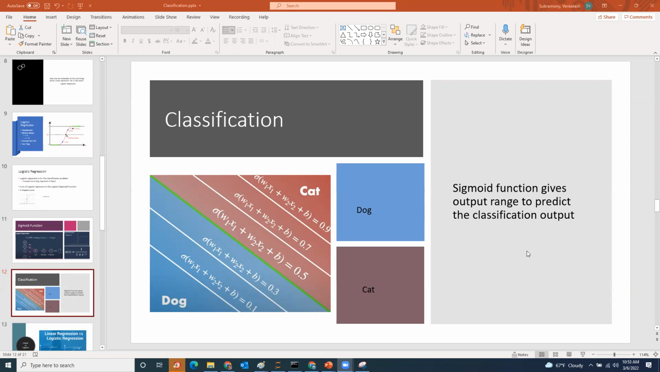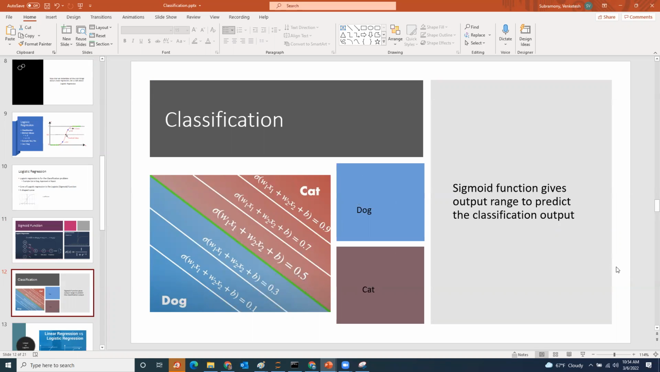Sorry, somebody called me. So in this case, we find the value, which is the sigmoid function value. It gives you 0.1, 0.3, and then 0.5, 0.7, 0.9. So you see, all of them greater than or equal to 0.5 are cat and less than 0.5 are dog. So that is how the classification works. We use the sigmoid function behind the scenes.